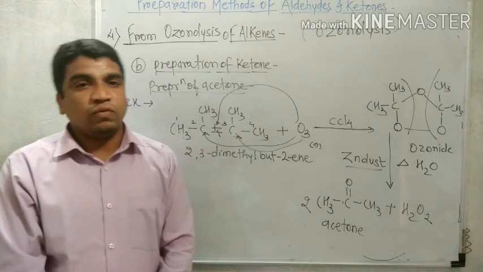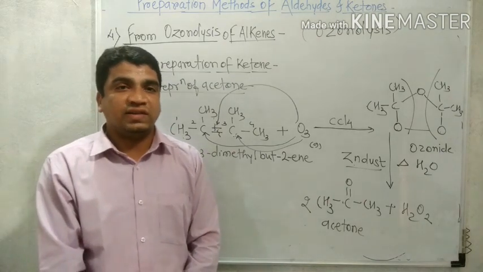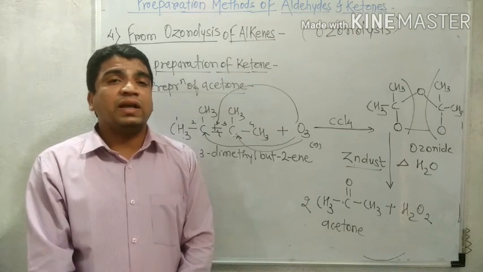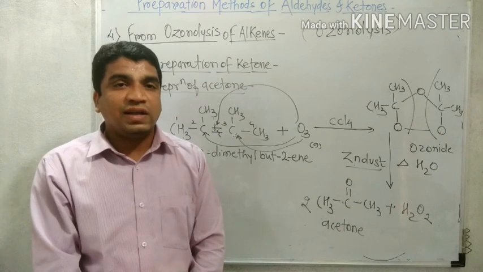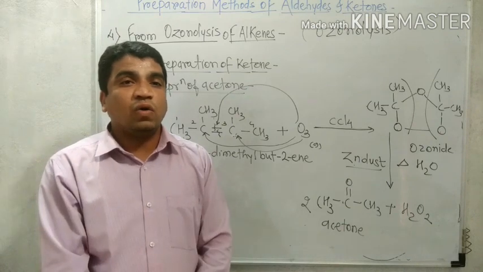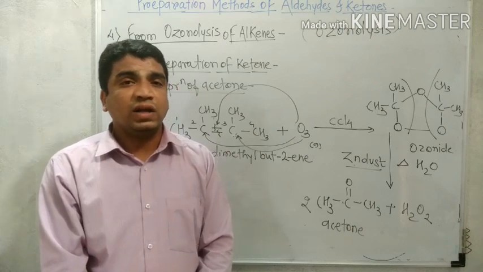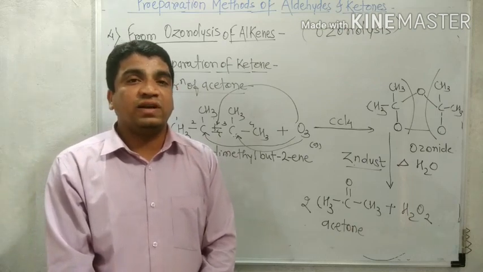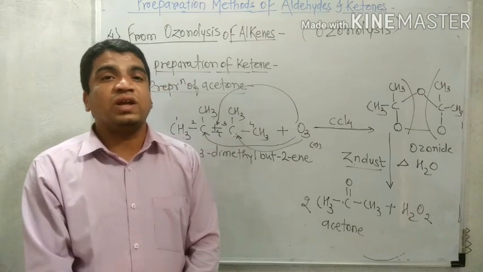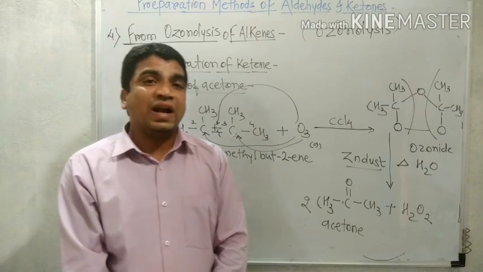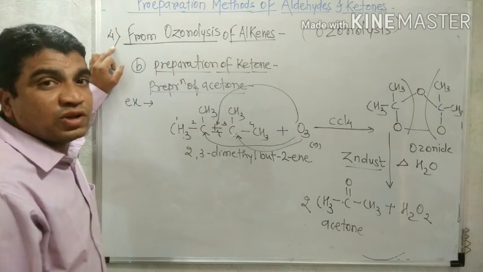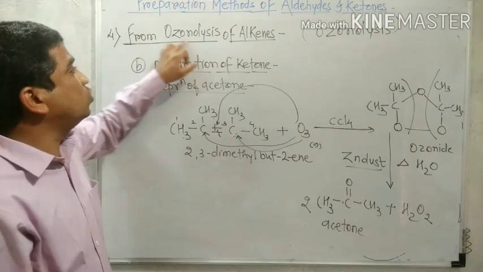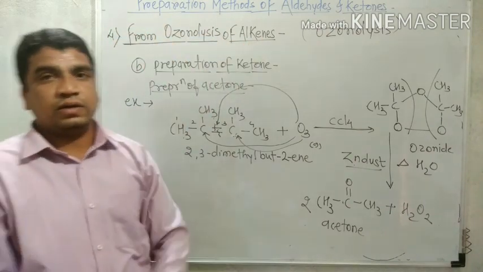In this way, we can prepare all types of aldehydes or ketones by using the ozonolysis reaction of alkene. So what is the general ozonolysis reaction? When alkene reacts with ozone in presence of solvent CCl4, the reaction first gives alkene ozonide, which on warm hydrolysis using water in presence of zinc dust gives the corresponding aldehyde or ketone. So that was the fourth important method for the preparation of aldehyde and ketone, that is ozonolysis of alkene.